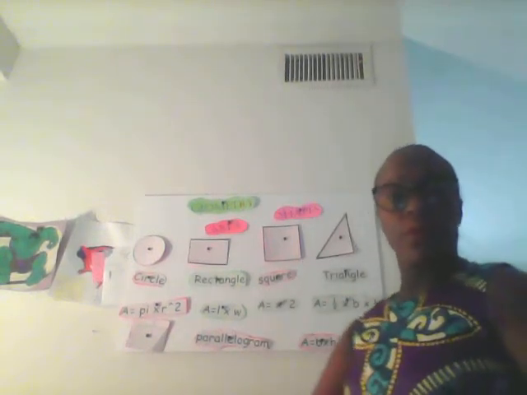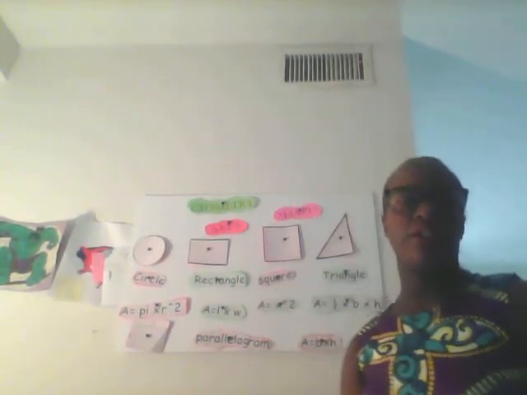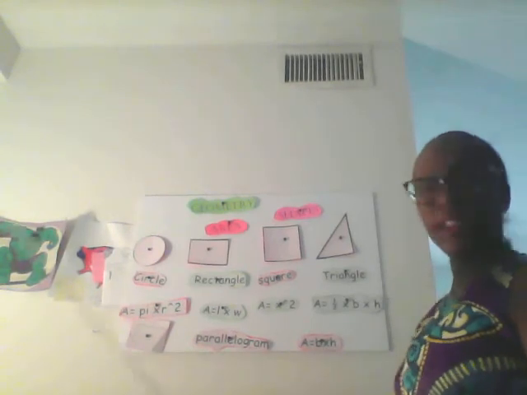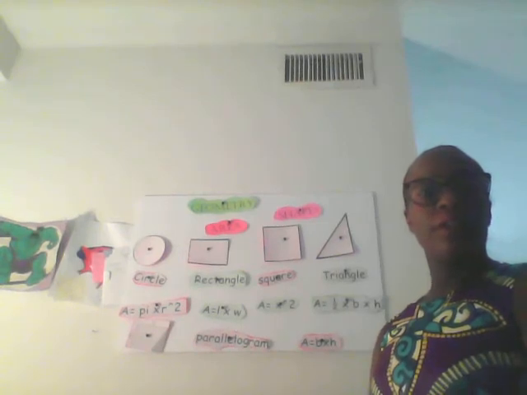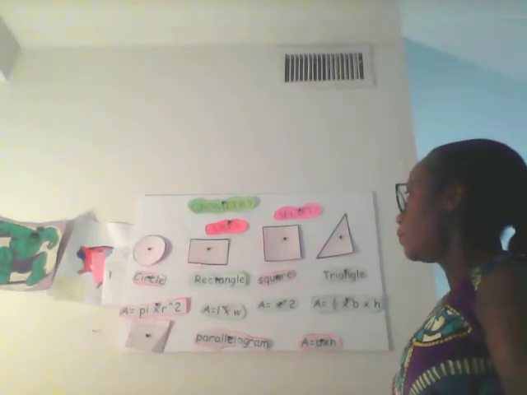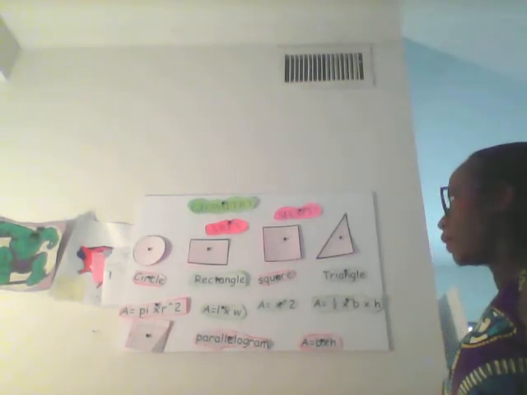Hello everyone. We were discussing sixth grade geometry. In sixth grade geometry, we were discussing four major shapes: circle, rectangle, square, triangle.